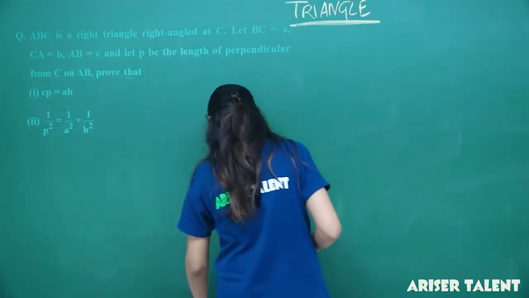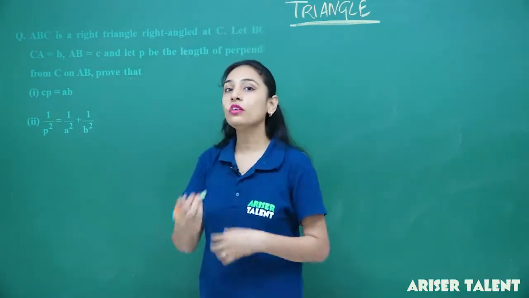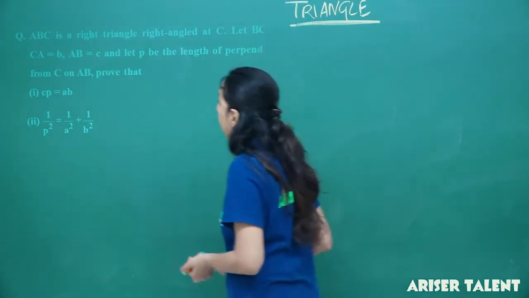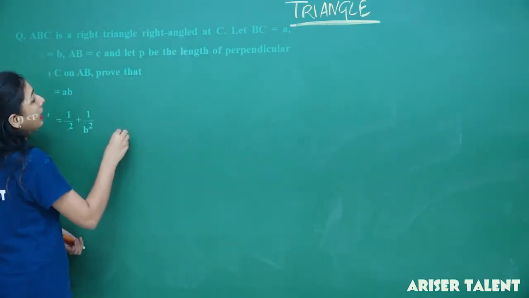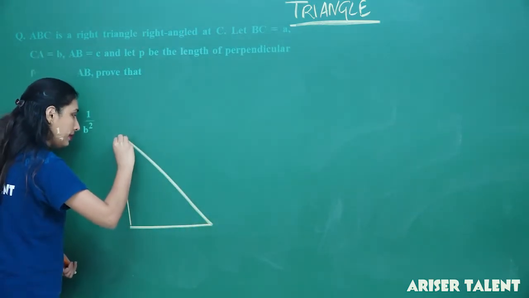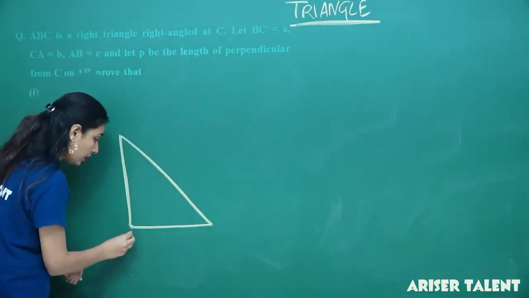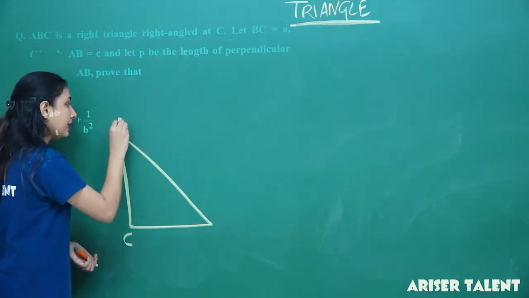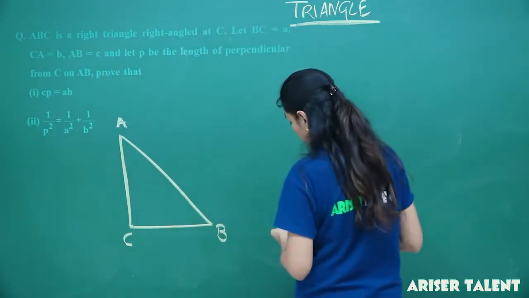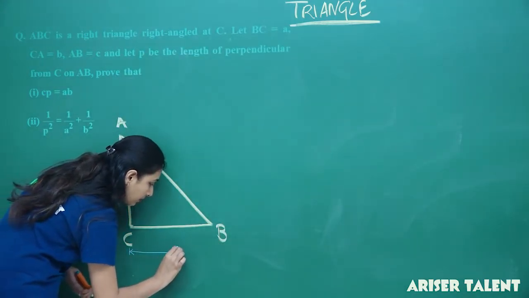So, what will we do? We will simply do what we always do, and that is, we will make a diagram. So, this is a triangle ABC. Now we are given that there is a right angle at C. So, this will surely be C, and let me mark A and B here. Now, let BC equal A. Okay, mark BC equals A.